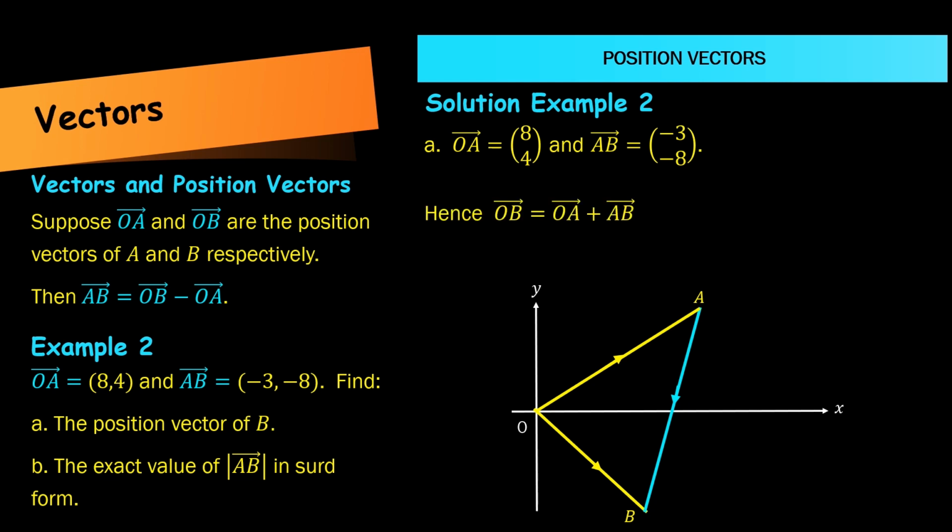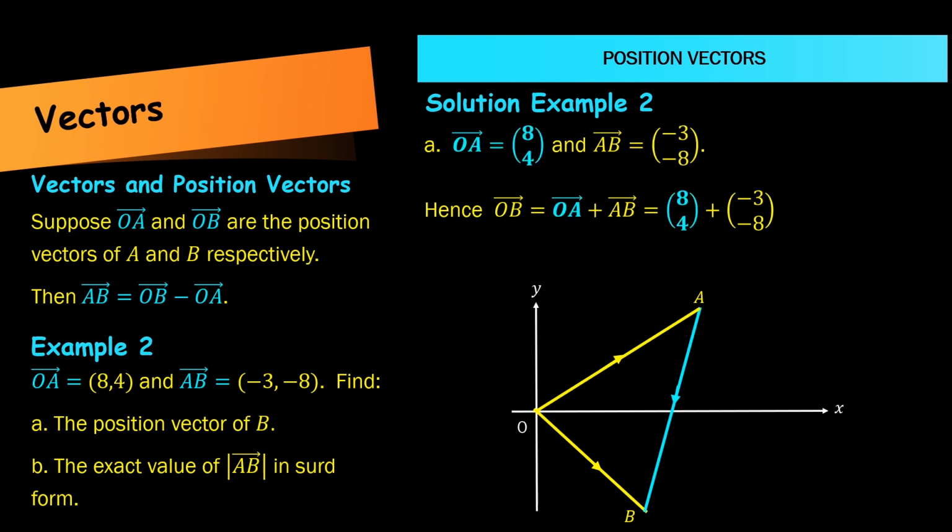So therefore, using the formula AB equals OB minus OA, or rearranging it, we obtain that OB equals OA plus AB, as shown. So plugging in OA, which is (8, 4), and plugging in AB, which is (-3, -8) as a vector, gives us (5, -4).